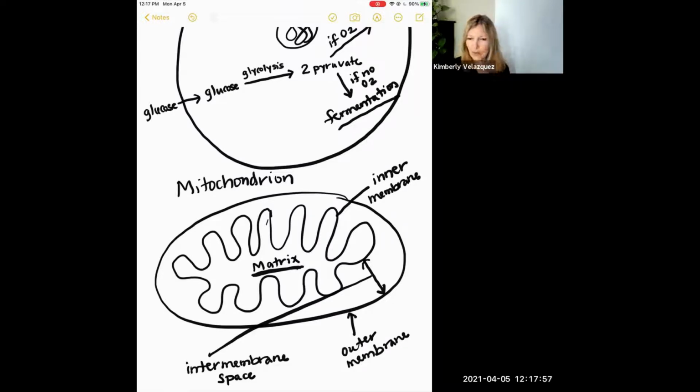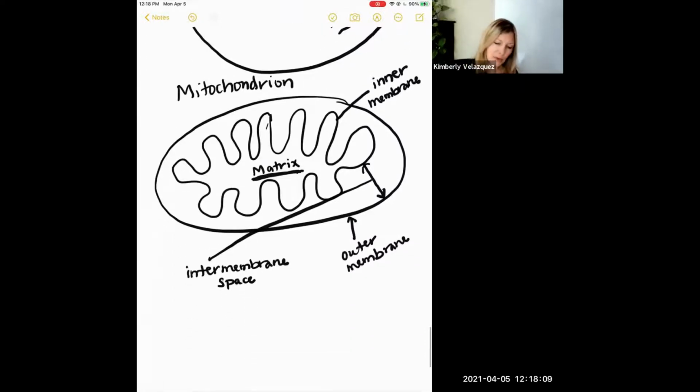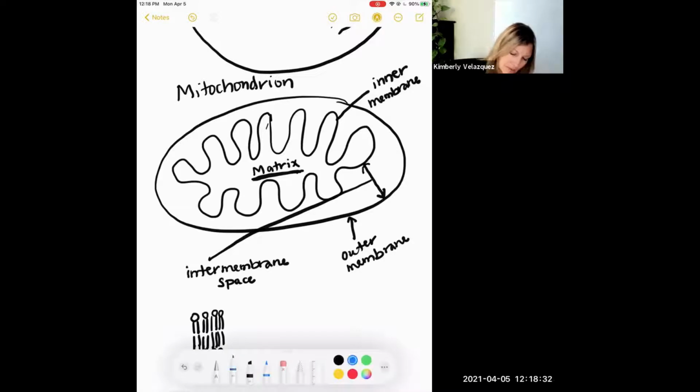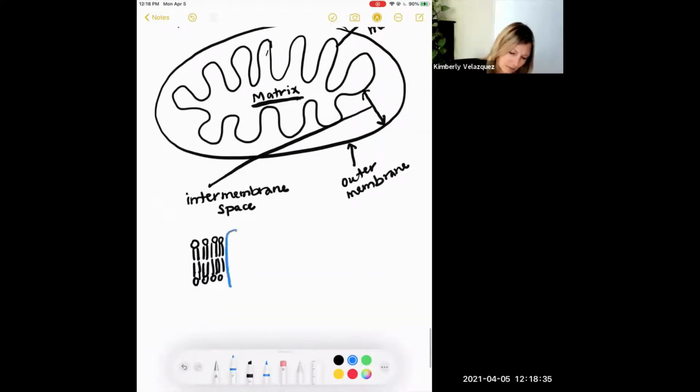Also important to realize, when we say membrane, membrane always means mostly a phospholipid bilayer with some important proteins embedded. So if we blew up that outer membrane, or that inner membrane, you would see mostly phospholipids forming a bilayer like this, with those heads pointing outward and the tails pointing inward. And then there are going to be some really important proteins embedded in that membrane as well, and then more phospholipids.